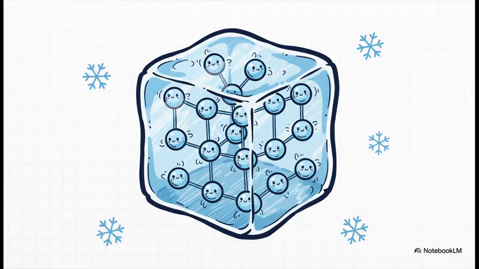So let's picture our molecule as part of an ice cube. It's kind of like being at a party that's so crowded, you're just shoulder to shoulder with everybody. You can't really move around, you can only kind of vibrate in place. And that's exactly why solids, like ice, have a fixed shape and a fixed volume. All those molecules are locked into this really rigid structure.